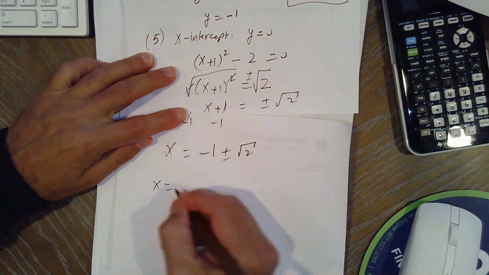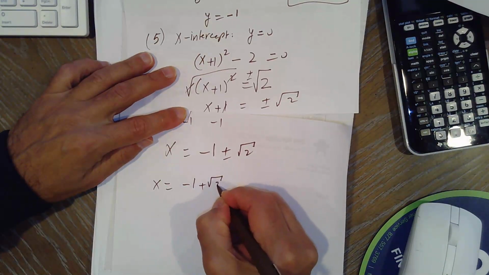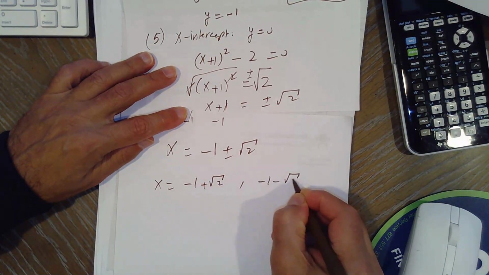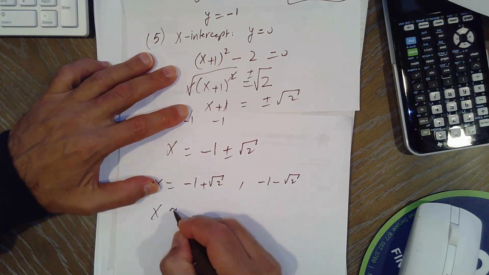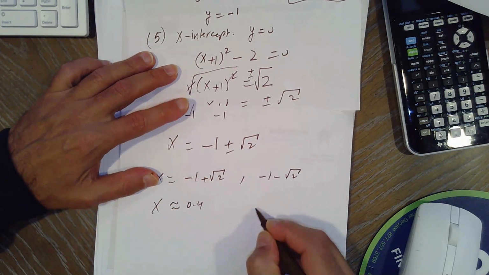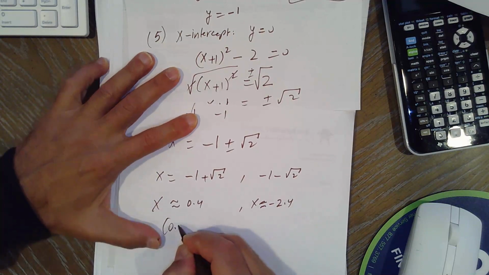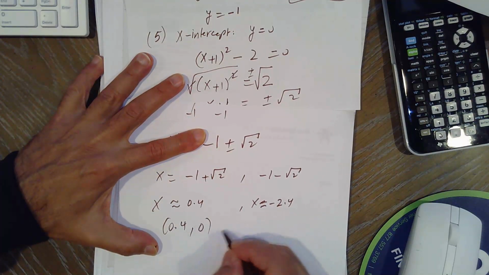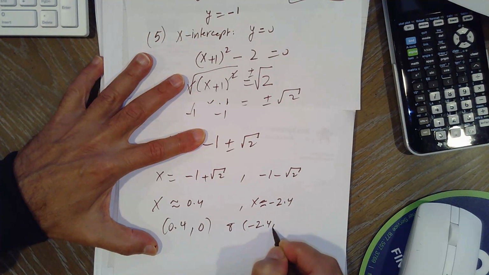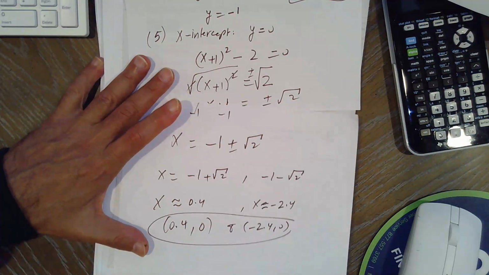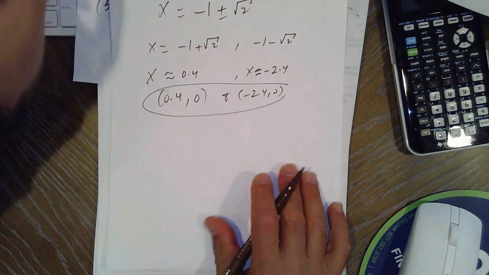So the x-intercepts are, there's 2 of them, -1 plus root 2 and -1 minus root 2. If you put this in your calculator, that's 0.4, and that's -2.4 roughly. So it's going to hit the x-axis at 0.40 and -2.40. So we have everything we need about the graph, so let's put it on the graph.